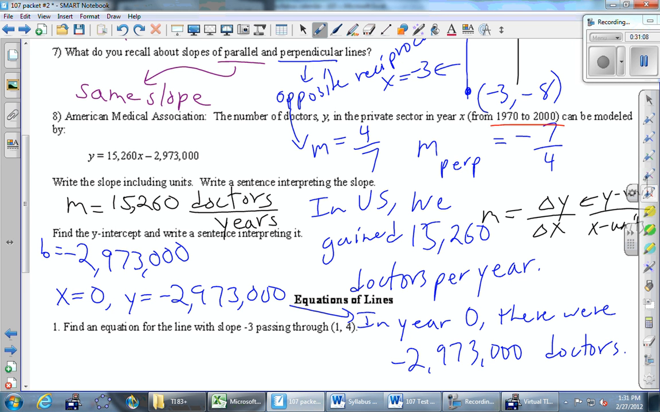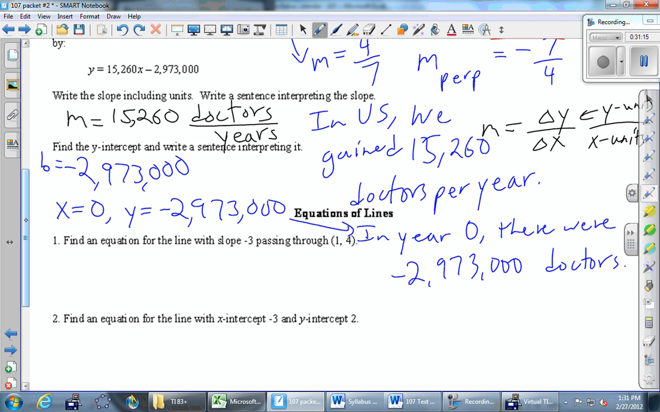So we can write an interpretation, even though the interpretation doesn't make sense in this case. But I'm going to ask you on a quiz and on a test to interpret the y-intercept. And I will tell you now that you will not get full credit if you are missing what number in your sentence. What's true about every y-intercept? That x is 0. If your sentence does not have the number 0 in it, you have missed something. 0 is important. Okay, any questions on that?